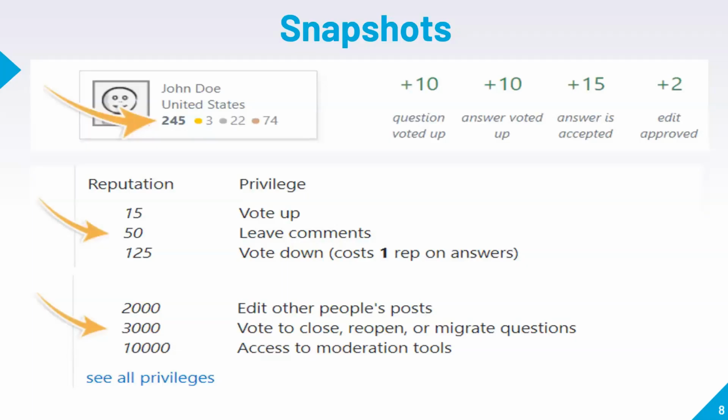Now you can see this is a snapshot of a profile showing how many questions and answers the person has voted up, accepted and edited, and how this has improved the Stack Overflow community and themselves by earning some reputation. This person, John Doe, has 245 reputation with 3 gold badges, 22 silver badges, and 74 bronze badges.